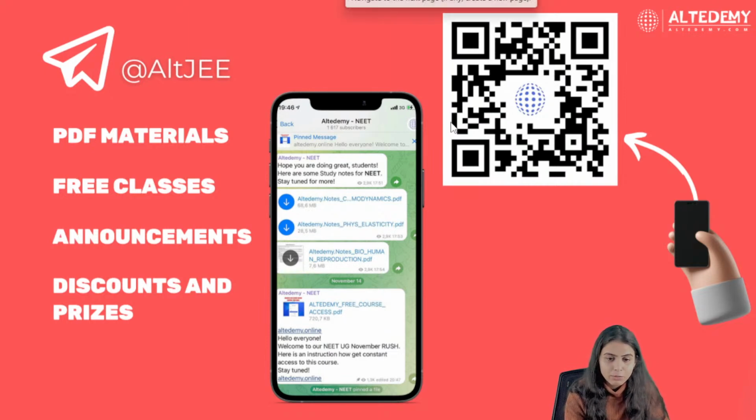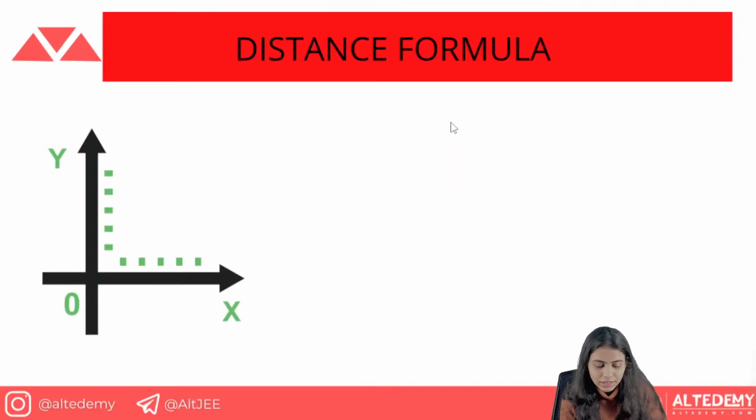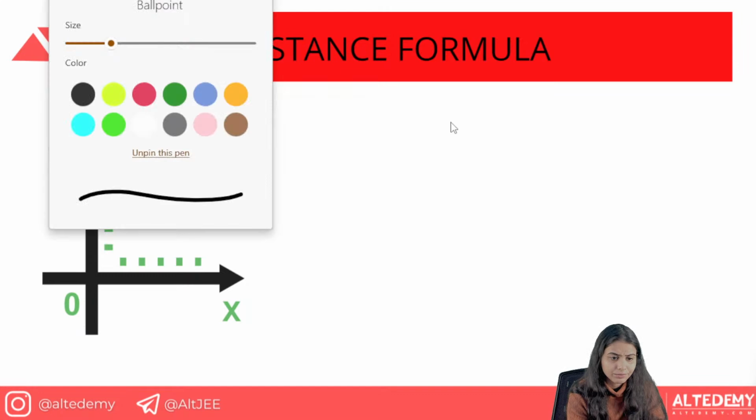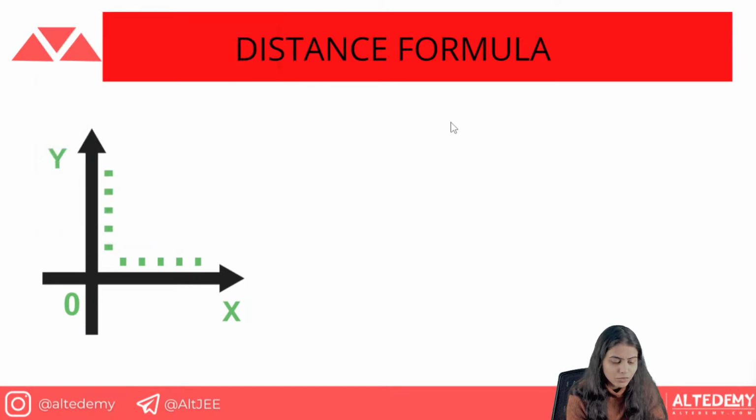Now let's move forward, assuming you have been added to our channel. Whenever you think of straight lines from junior classes, the first thing that comes to mind is the distance formula. Most of you already know it. We can write it as d equals under root, x2 minus, just a second.